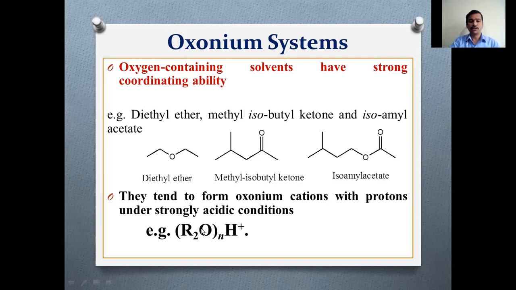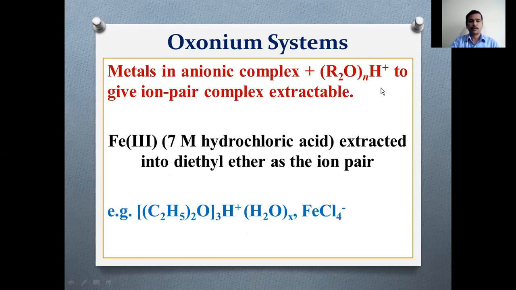If you assume R is any alkyl group, this is going to be the ether. So when an ether is treated with a strongly acidic medium, the oxonium system is going to be formed. And this will be solvated in the presence of the aqueous medium and the metal anion. The metal anion will be the counter ion. This will be the positively charged species, and this positively charged species will react with the counter ion, the negatively charged species, and you will get an ion association complex. That's why these ion association complexes are put under oxonium systems.